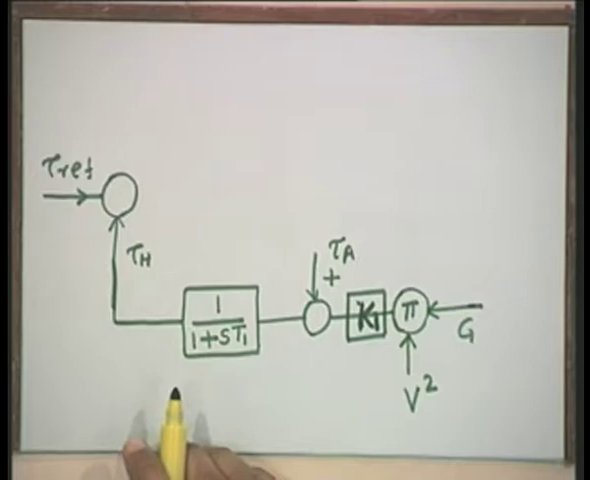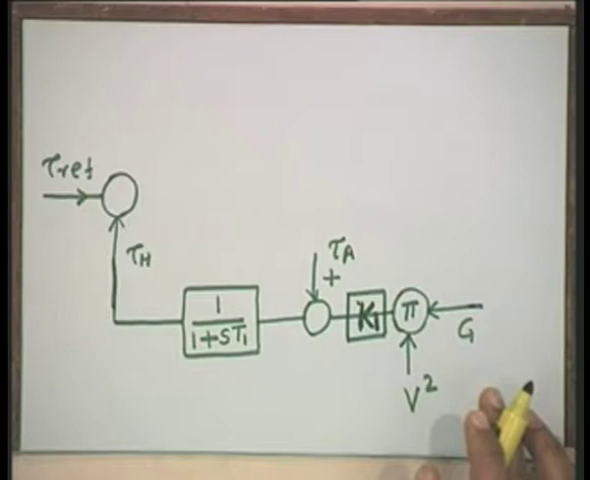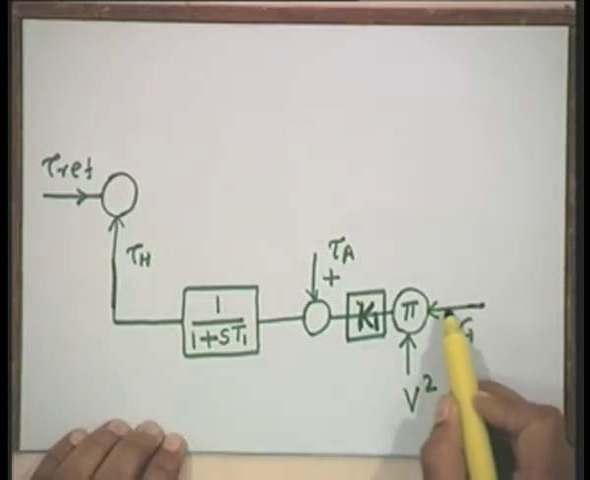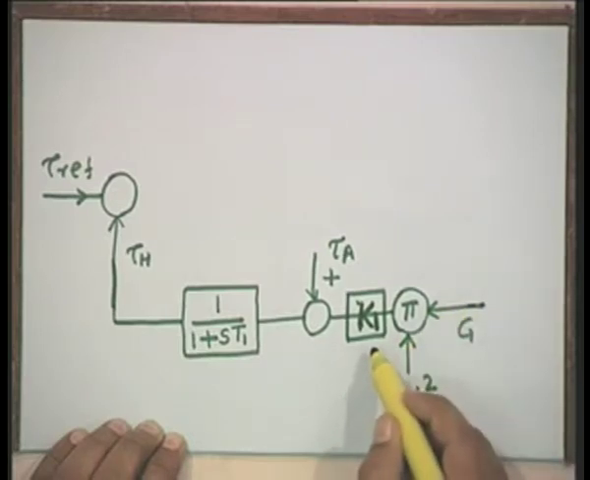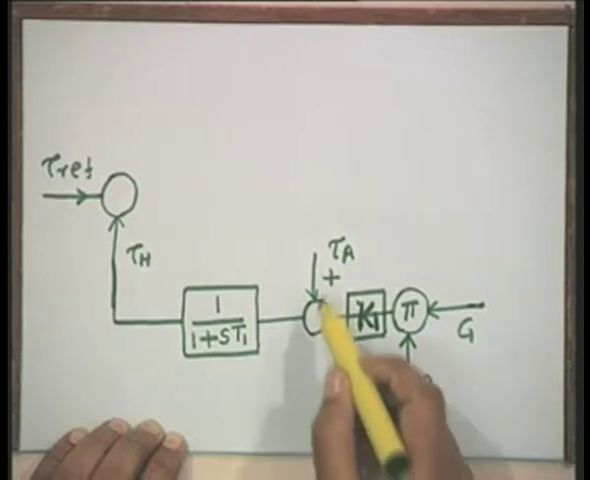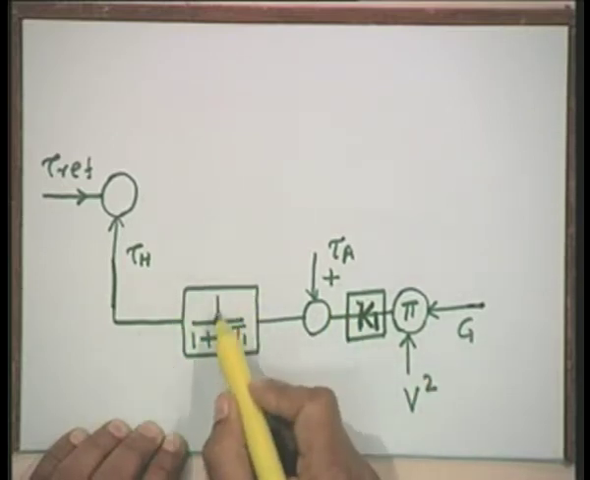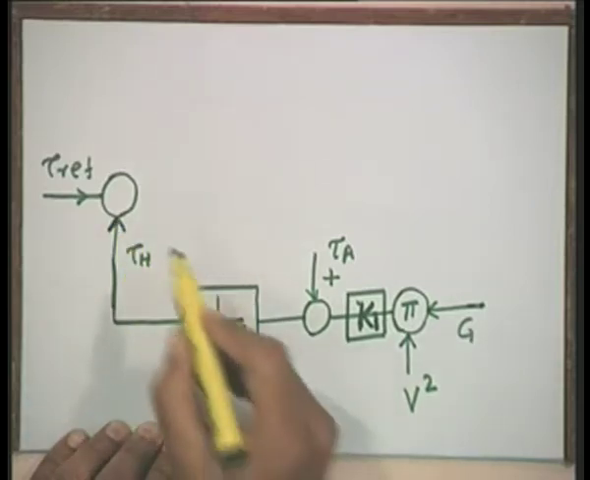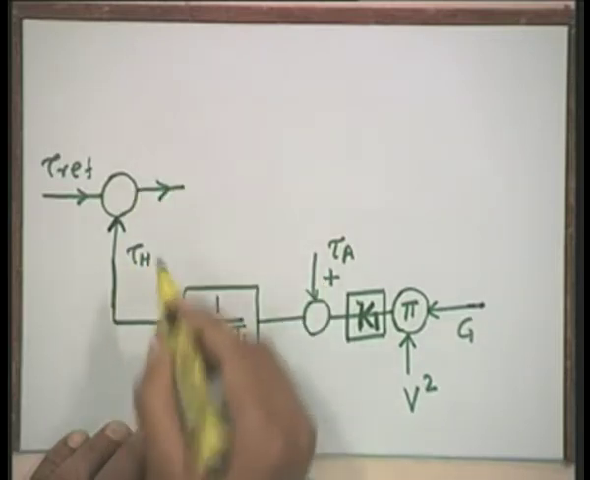Now, if you see here in this differential equation, we can represent it in this form, where G is the system conductance. You multiply this G by V square, GV square multiplied by K1. To this you add the ambient temperature tau A. Then when it passes through this transfer function 1 upon 1 plus sT1, you will get a term tau H.